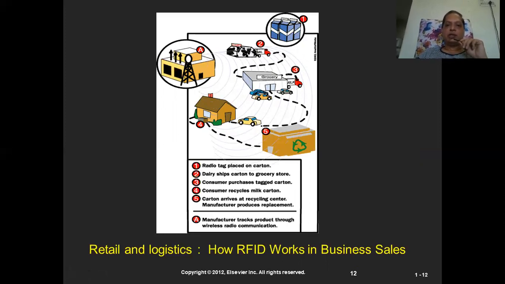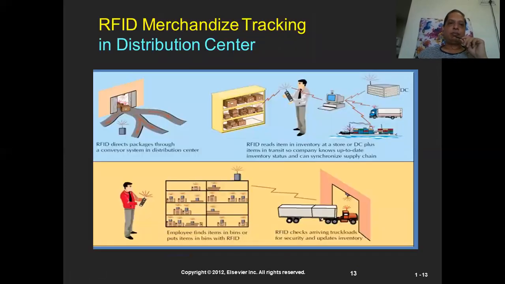So carton or at a recycle center, and the manufacturer produces the replacement. So like that, part A over here is the manufacturer tracks the product through the entire wireless radio communication technology. So the entire product is tracked, where it has gone and how it has gone. So this is RFID merchandise tracking in distribution centers.